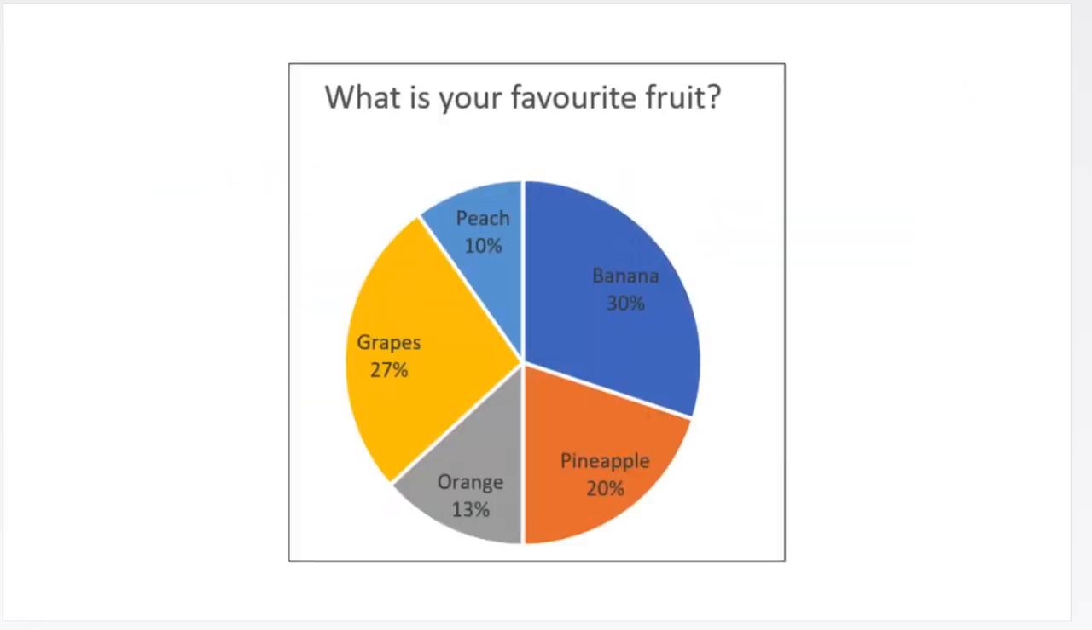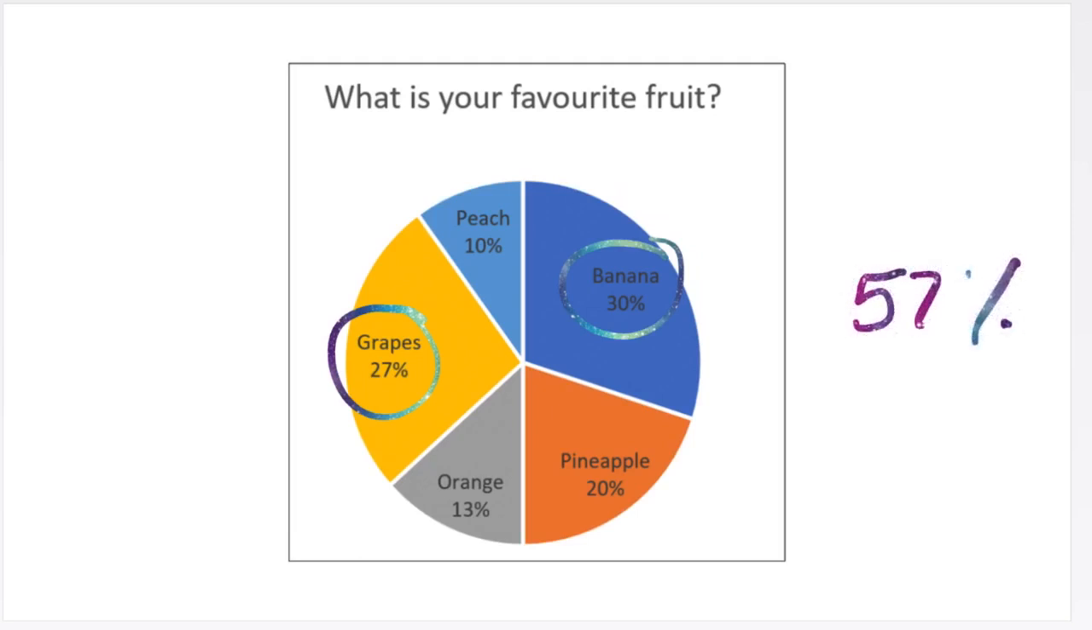Okay, so let me ask you another question to do with the fruit pie chart. How many children, or what percentage of children, preferred bananas or grapes? Okay, so we need to be adding this to this, and the answer is 57%. Well done if you got it. Now, I'm going to use the same pie chart and show you something you might say is a little more tricky.